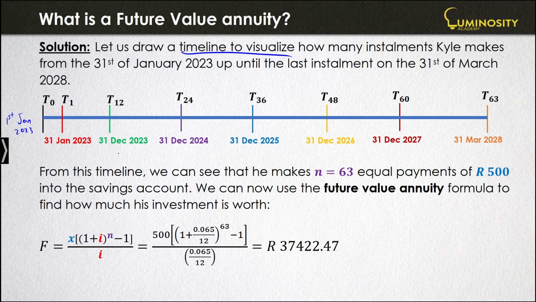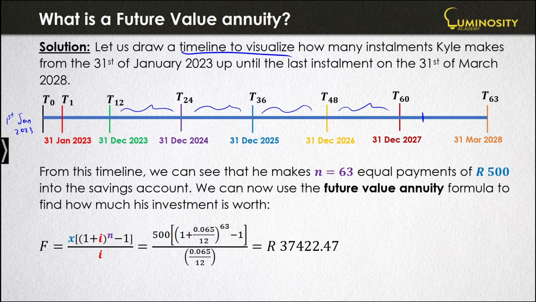And he's going to do this again for another 12 months and you'll get to December 2024. Another 12 months, another 12 months, all the way up until he gets to the 31st of December 2027. So essentially here, you've gone 4 years now, and you arrive at T60. So this is the 60th installment that is made on the 31st of December.